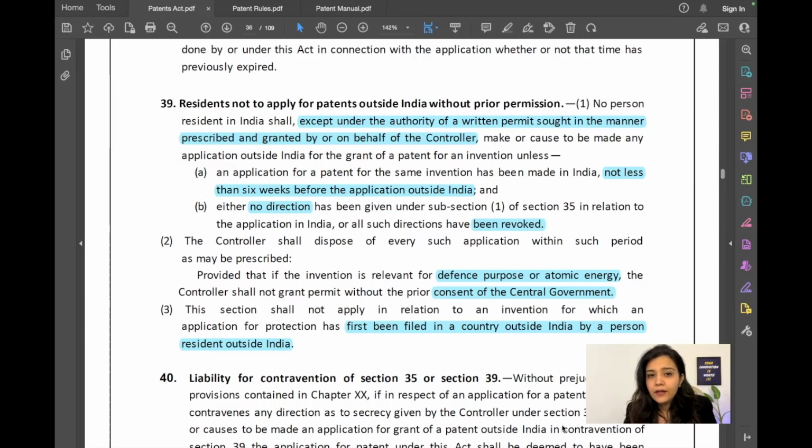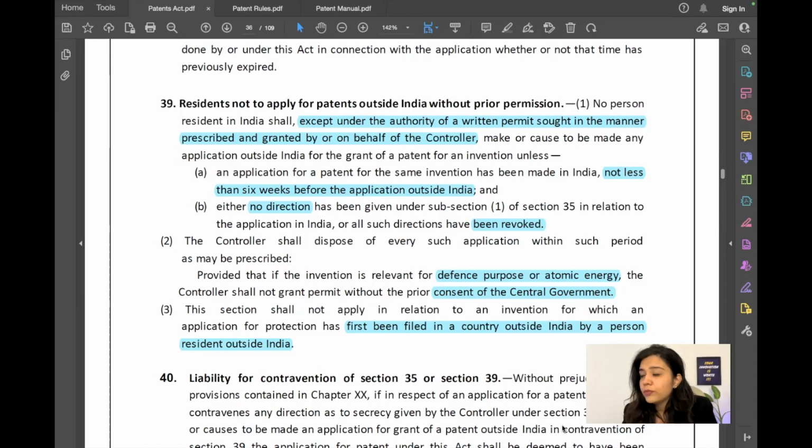This means that if I want to file a patent outside India, I need to obtain a written permit. If I'm not obtaining a written permit, then my application should be filed in India, and there has to be a gap of 6 weeks between filing the patent application in India and filing the application outside India.